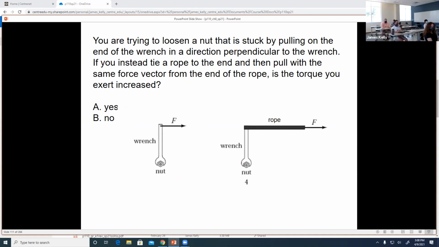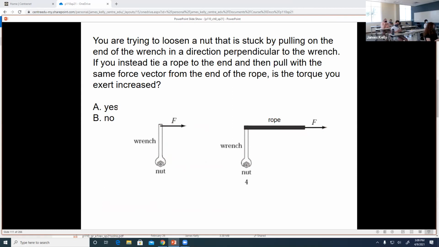All right, so we're trying to loosen a nut here that is stuck. And we're going to try to do it two different ways. Pay no attention to the man behind the curtain. So you can either pull with a certain force on the far end of the wrench, or you can extend the end of the wrench by a rope and then pull with the same force along the same direction on the end of the rope.